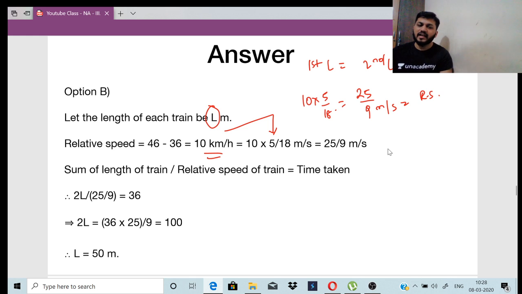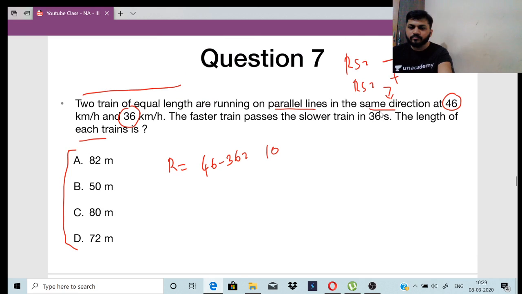Both of them are having the same length, right? So sum of length of the train divided by relative speed of train is equal to time taken, right? Sum of length क्या होगा? Both of them are of same length. So L plus L, which will become 2L. So 2L divided by what is the speed? 25 divided by 9 is equal to time taken, right? What is the time taken?